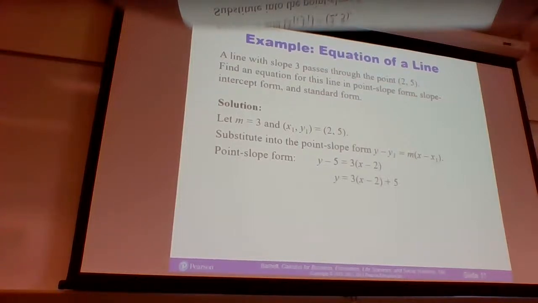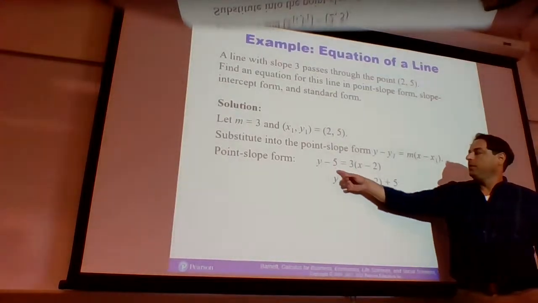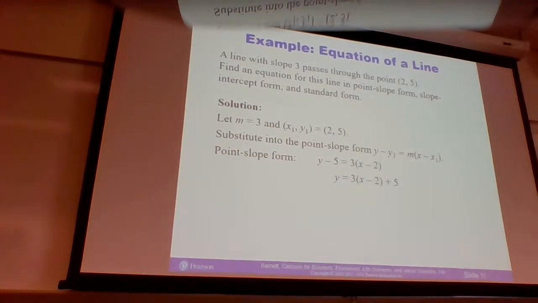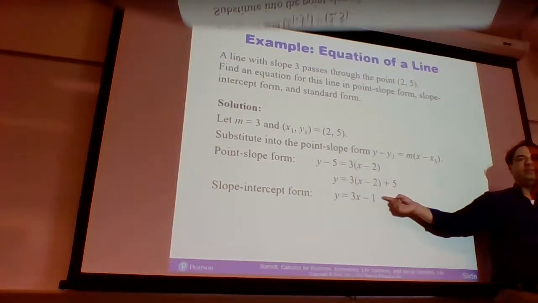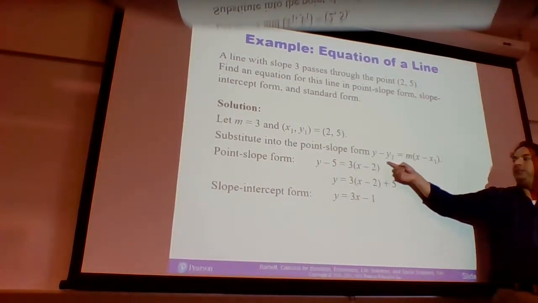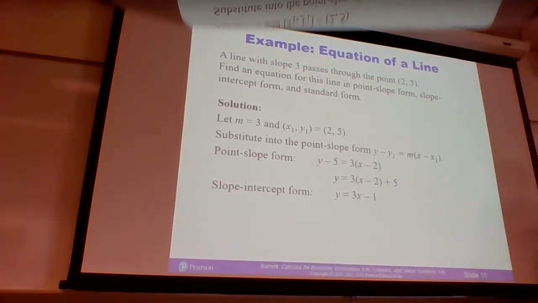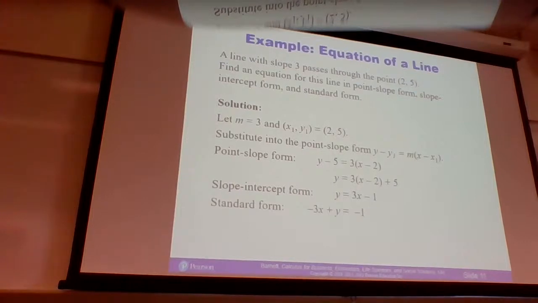Now, I can take that and solve for y. Move it over. Add 5 to both sides. Make it y equals. And then I get slope-intercept form. Same thing. Point slope form, one way to write it. Slope-intercept form, another way to write it. They're all just lines, different ways to write it.